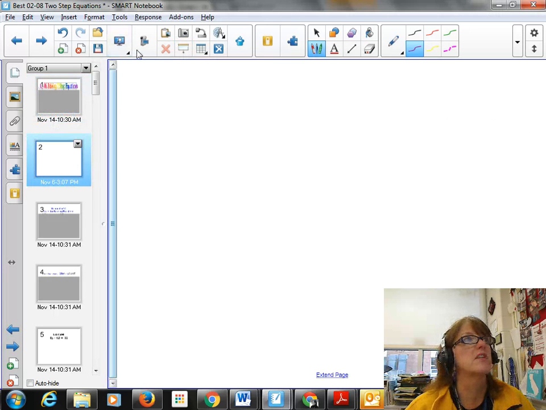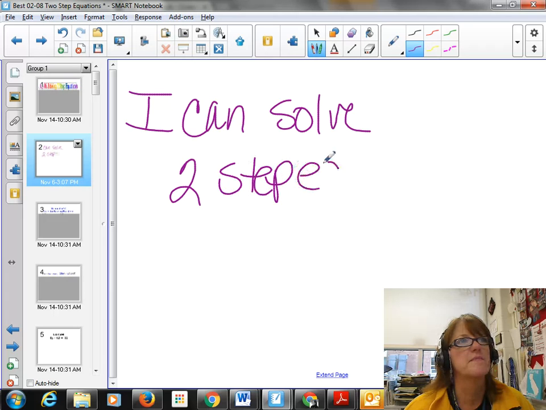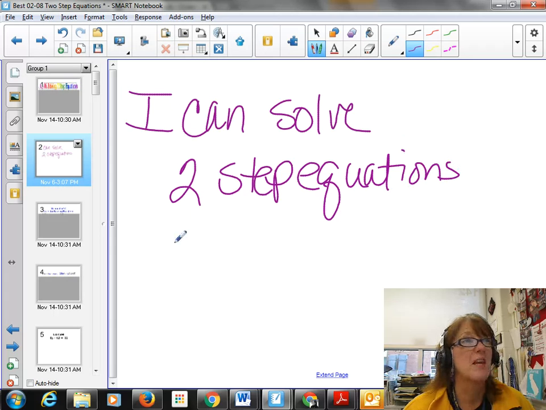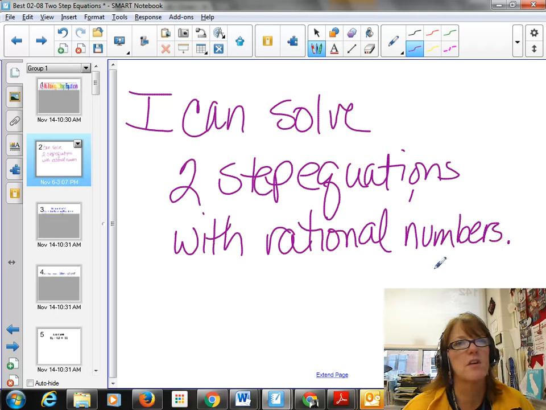So today's learning target is I can solve two-step equations, and I'm going to add on here with rational numbers. And you can use the calculators now, okay, because I'm really testing your process and not the computation part. It's still always good to have an idea or an estimate in your head of what you think it should be close to. We'll go from there.